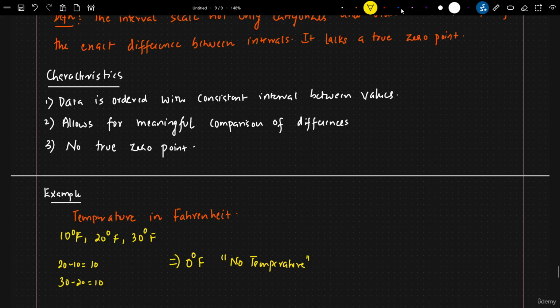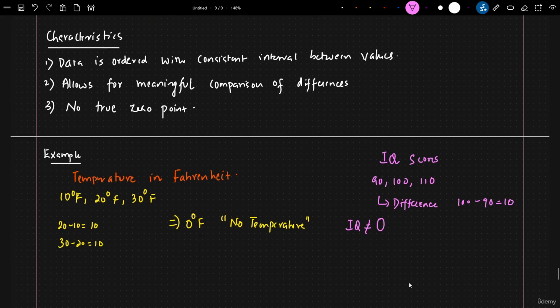One more example in order to make you understand better. Let's say I have IQ scores of students. Here I may have values like 90, 100, 110. We can definitely calculate the differences. I can say the difference between this student and this student is 10 when I do the subtraction. And again, I cannot say, hey, this person has an IQ of 0. This is not possible. At least there will be some kind of IQ.